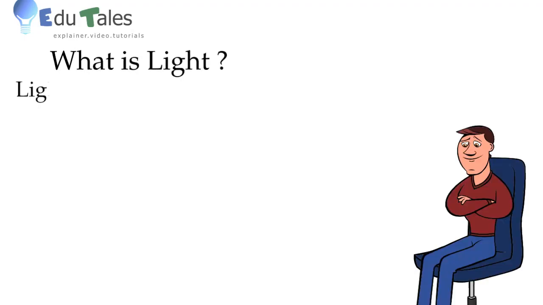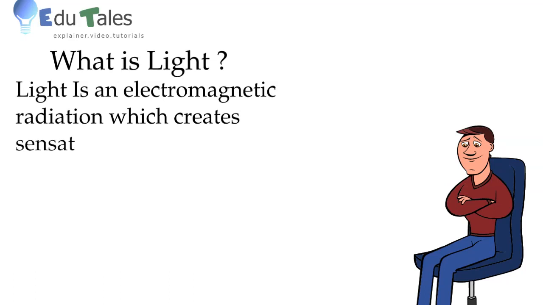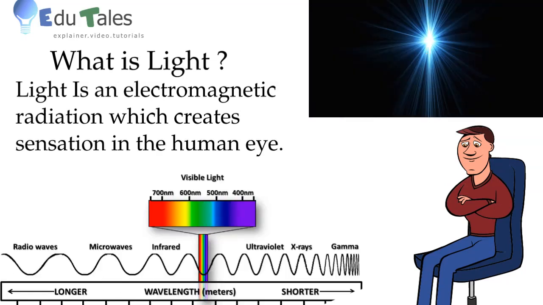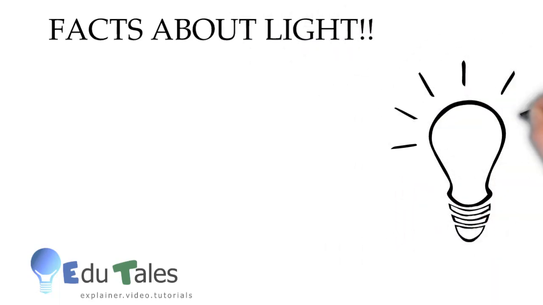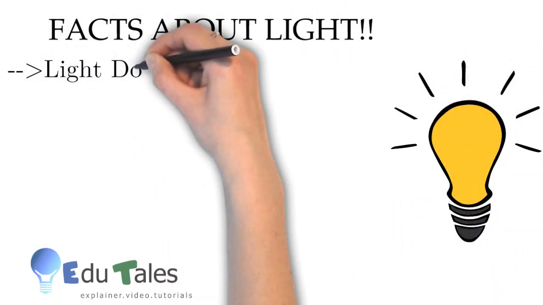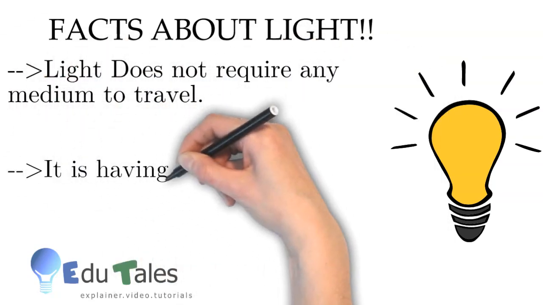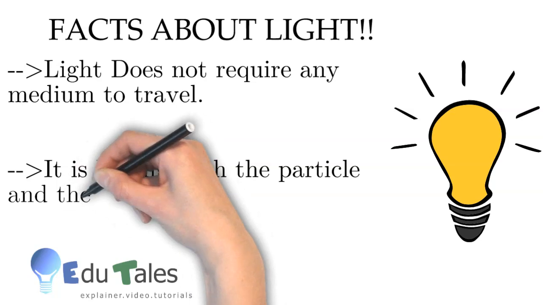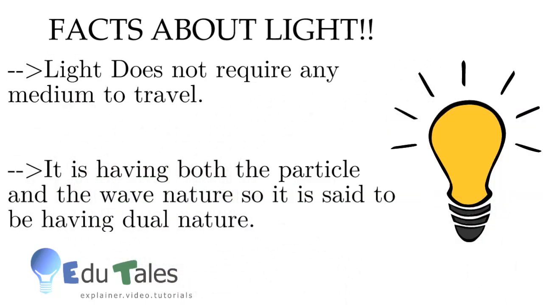Light is the electromagnetic radiation within the portion of the electromagnetic spectrum which creates sensation in our eyes. Let us talk about a few facts about light. Light does not require any medium to travel. It is having both the particle as well as wave nature, so it is said to be having dual nature.